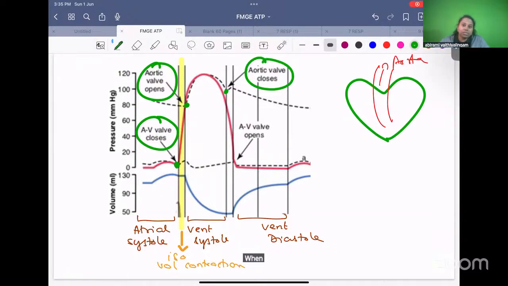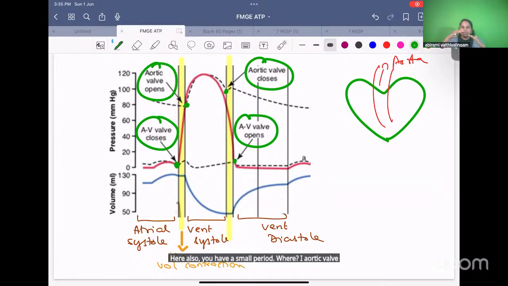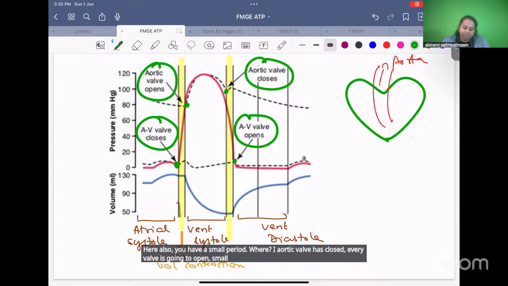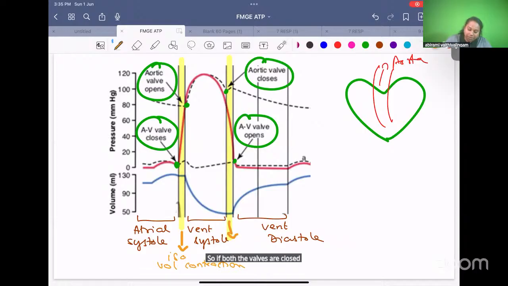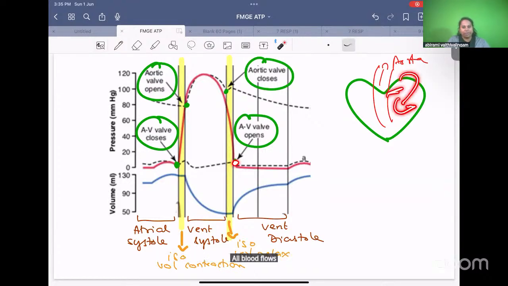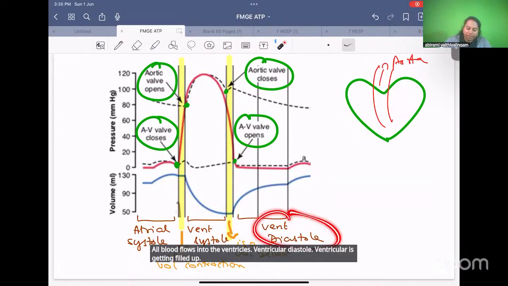When the aortic valve closes, again which valve is going to open? The AV valve will open. Here also you have a small period where the aortic valve has closed and the AV valve is going to open. Both the valves are closed, so again it is an isovolumetric phase. But now it is the isovolumetric relaxation phase. When the AV valve opens, blood flows into the ventricles. This is called ventricular diastole. The ventricle is getting filled up.